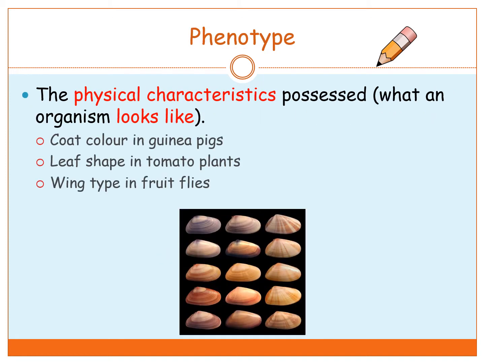Another word you need to know the definition of is phenotype. The phenotype is the physical characteristics possessed by an individual, so basically what an organism looks like. This might be coat colour in guinea pigs, leaf shape in tomato plants, wing type on fruit flies, etc. Again, you need to write this down many times and memorise the word phenotype before you move on.